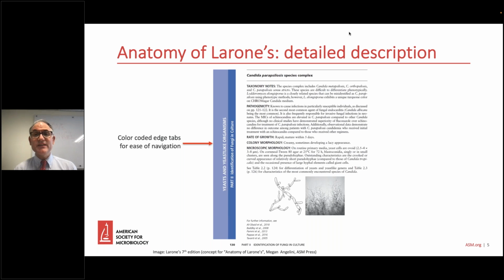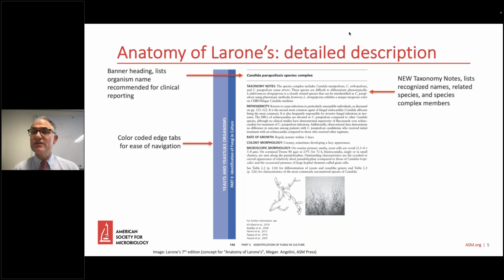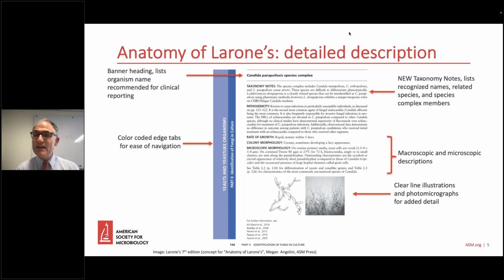When we arrive at that detailed description, we'll see a banner heading which lists the organism name that we as the authors recommend for clinical reporting. There's also a new section, taxonomy notes, that lists recognized names, related species, and species complex members. Macroscopic and microscopic descriptions are provided, and then line illustrations and photomicrographs for added detail. And finally, there are references for additional information.